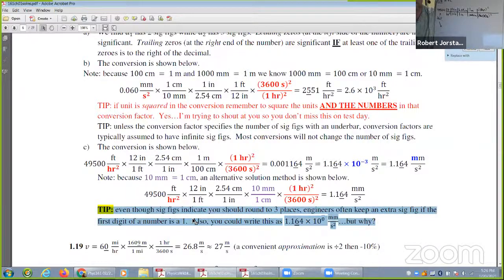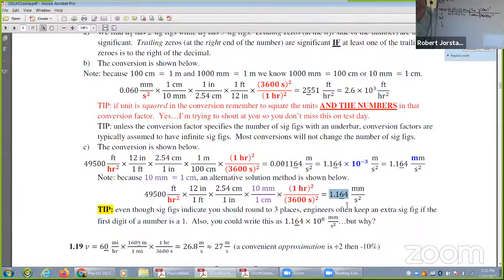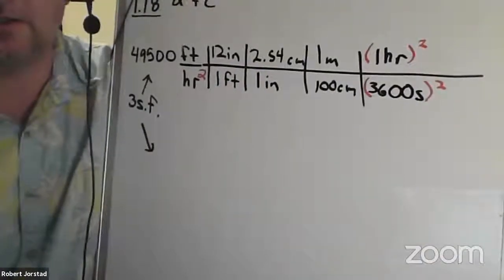Okay, so you could see, for example, engineers often keep an extra sig fig if the first digit of a number is a 1. So an engineer, if they weren't doing the underbar, might write that whole thing anyways. More on that if we get to a later problem. Okay, let's keep going. Well, actually, I'm going really fast. It will kind of calm down after we get through some of this first week or two. Any questions while I've got you there? Just checking the screens here. All right, let's try. Let's look at problem 33 really quick.